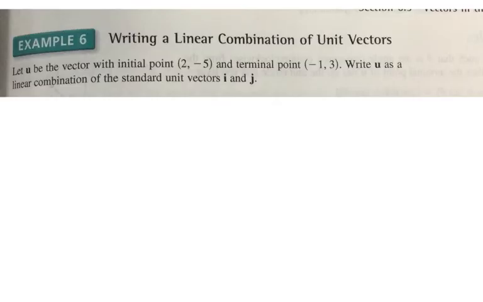Question. Okay, so now we're going to go over a different form of a vector. Before we work this problem, let's talk about what that form is. It's called, let's see what the book calls it, a linear combination of vectors. I always just called it I hat and J hat.